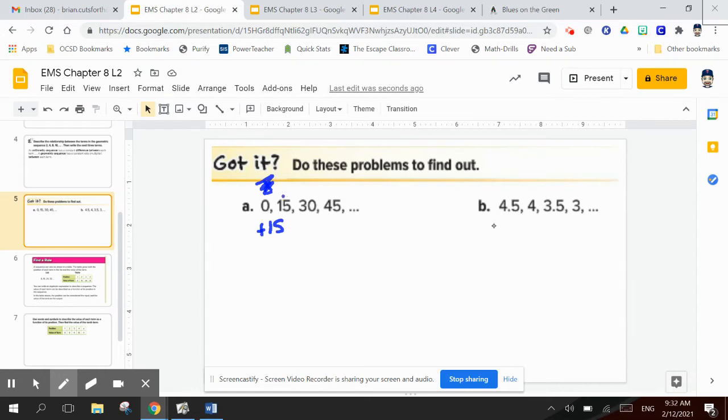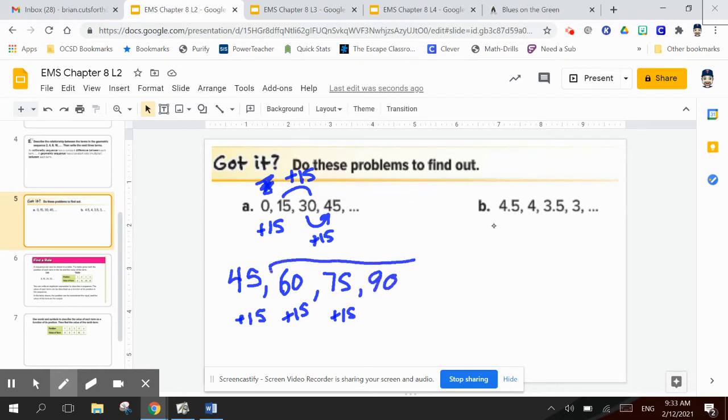So let's check it out. Is 15 plus 15 30? Yes, it is. Is 30 plus 15 45? Yes, it is. So if I'm going to write the next 3 numbers in my sequence, I'm going to add 15 each time. So I have 45 plus 15 is 60. 60 plus 15 is 75. And 75 plus 15 is 90. So there are the next 3 numbers in my sequence.